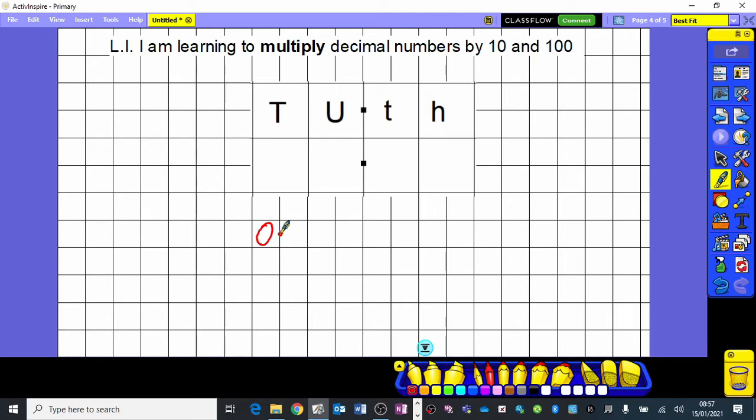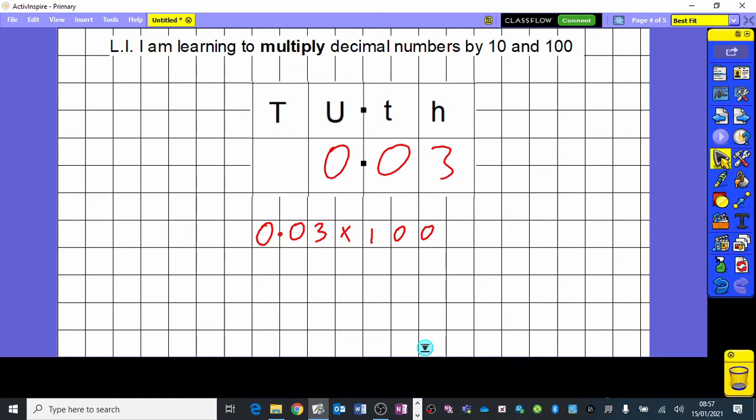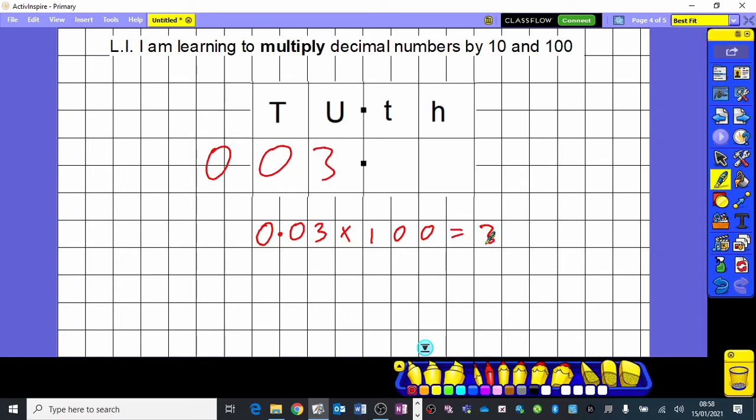What if we start off with a very small number then? What about 0.03 times 100? The same strategy will work. There's 0.03. I'm multiplying it by 100, so I'm going to make it bigger by 2 places. So here we go. 1, 2. What do I have? 3 units. So the answer is 3. So that is multiplying decimal numbers by tens and 100s.